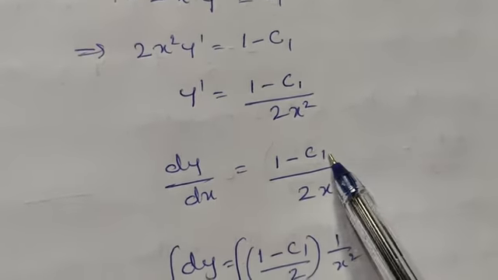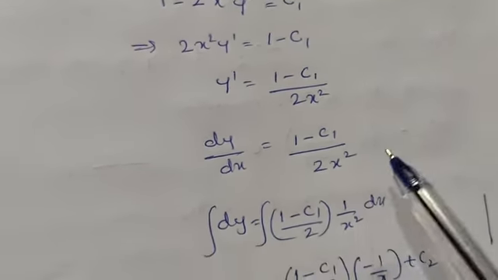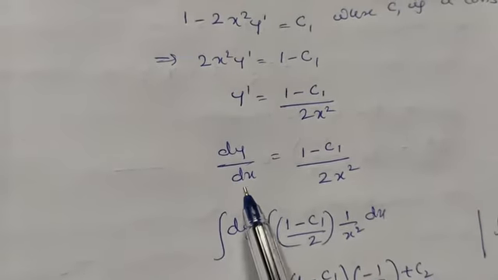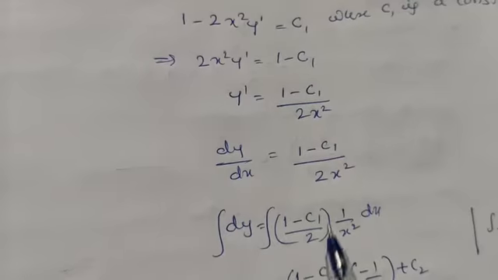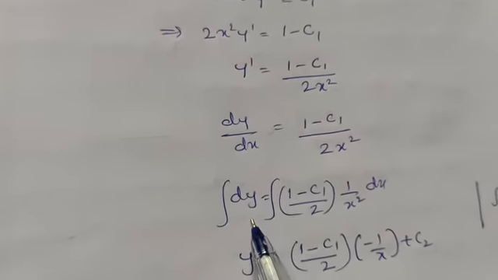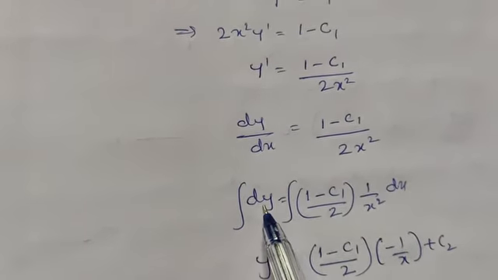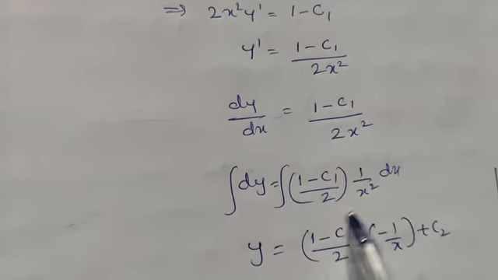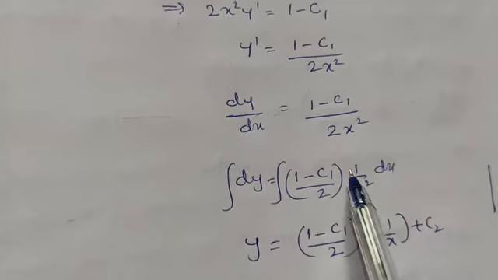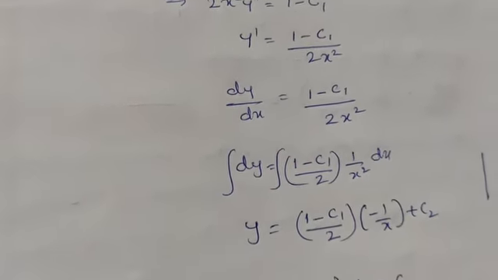y dash is equals to 1 minus c1 by 2x square. So let us separate the variables. Take dx in this side. Now it is variable separable and integrating on both sides. We have here integration of dy is equals to integration of 1 minus c1 by 2 into 1 by x square into dx, because this is constant, we have separated it.